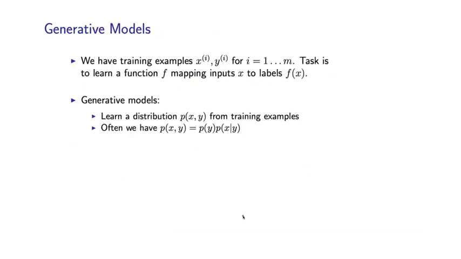So in generative models, we again assume this scenario where we have training data, nothing changes here, and the task is again to learn a function that maps inputs x to labels f of x. And in generative models, we actually do something slightly different from what I showed you before, in that we're going to learn a joint distribution, p(x,y), over inputs x paired with labels y. So remember, on the previous slide, we had p(y|x). That's a conditional model.